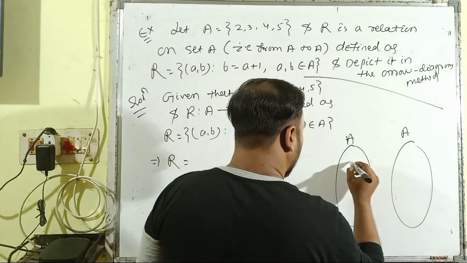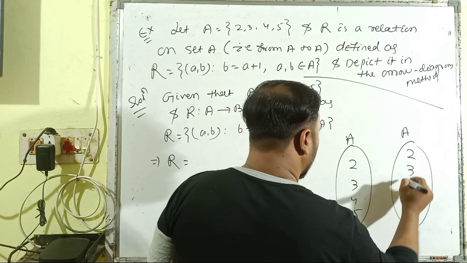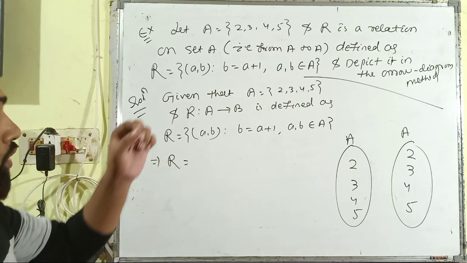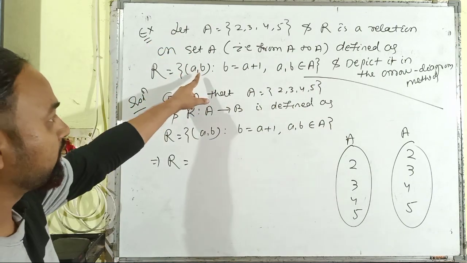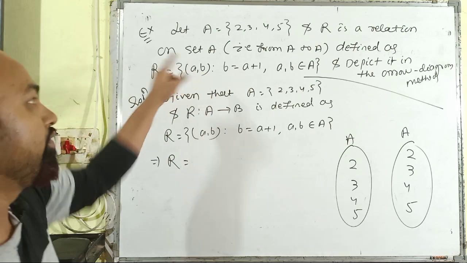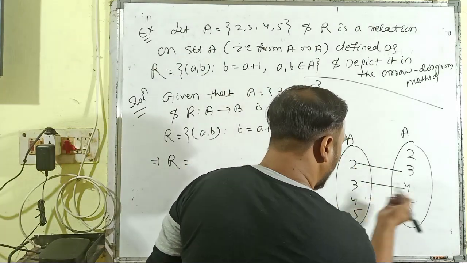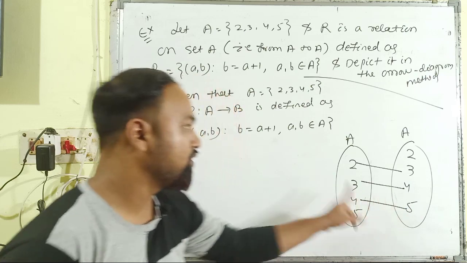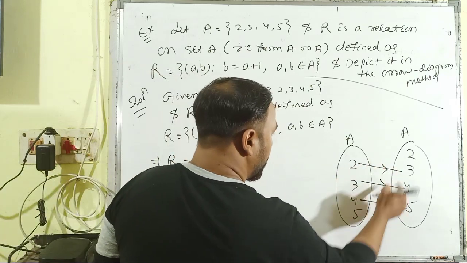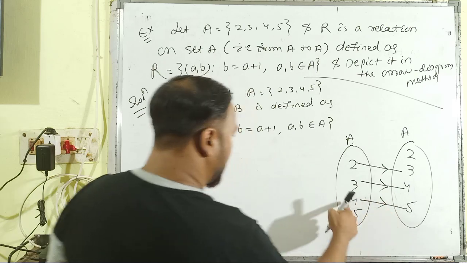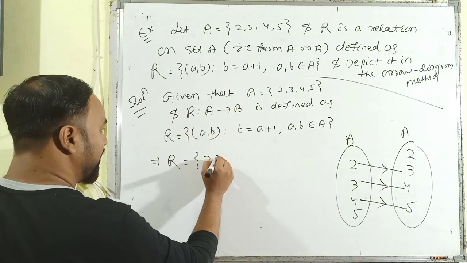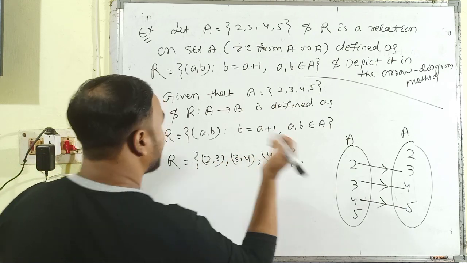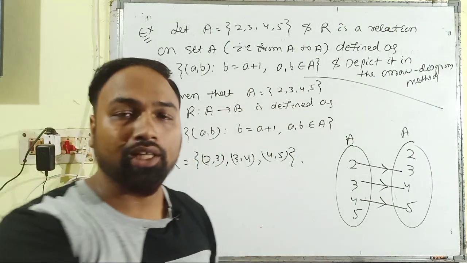So here it is A: 2, 3, 4, 5, and 2, 3, 4, 5. You have to find those ordered pairs in which the second element is 1 greater than the first element. So it is 2, 3; 3, 4; 4, 5. That means 3 is 1 greater than 2, 4 is 1 greater than 3, and 5 is 1 greater than 4. So the required ordered pairs are 2, 3; 3, 4 and 4, 5. And here it is a relation on a set A.